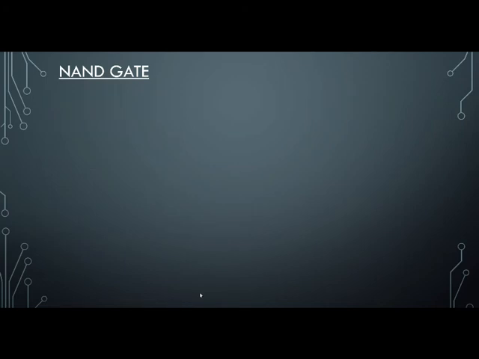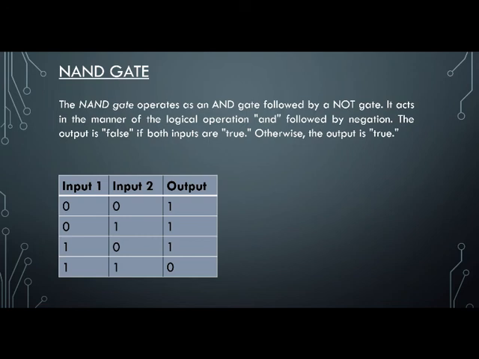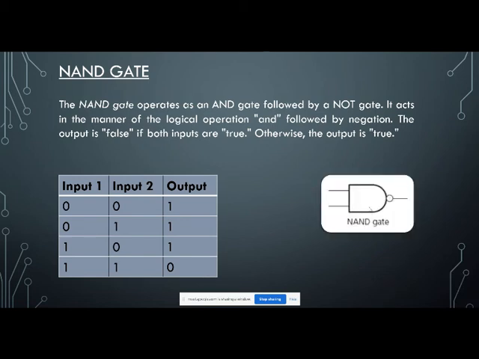Now we have the NAND gate. The NAND gate operates as an AND gate followed by a NOT gate. It acts in the manner of a logical AND operation followed by a negation. The output is false if both inputs are true, otherwise the output is true. This is how we can say it, and this is the symbol of a NAND gate.